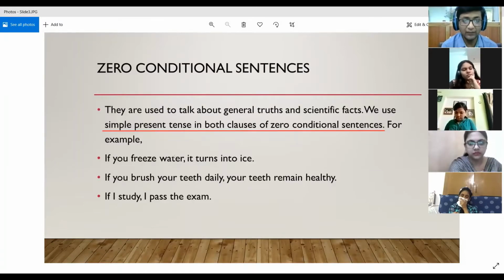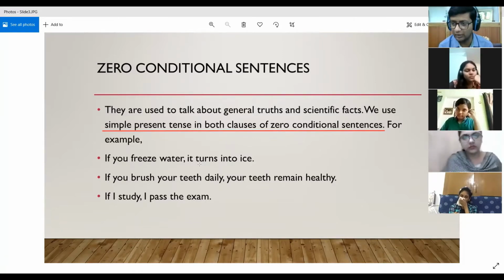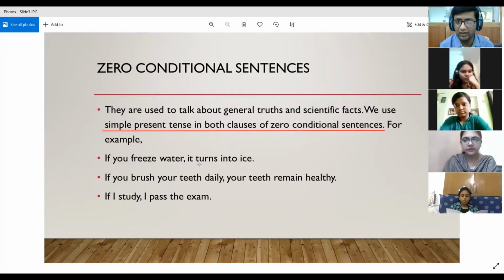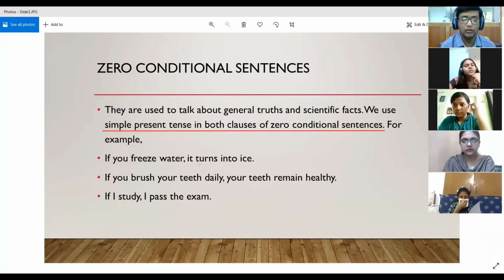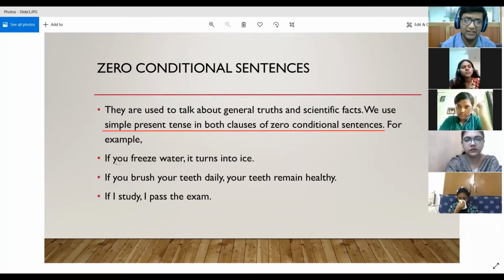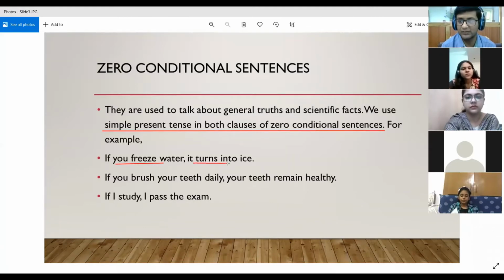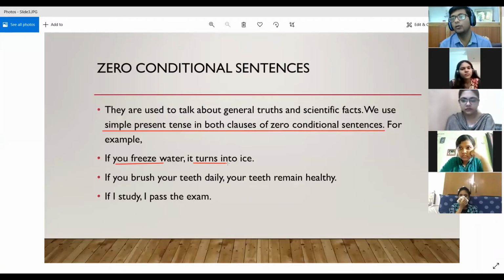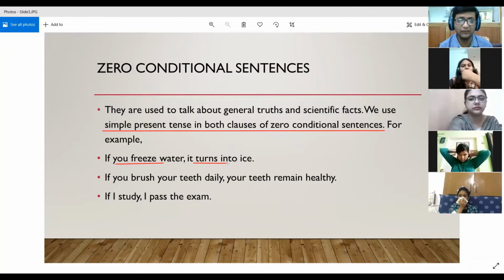For example, if you freeze water, it turns into ice. So now this is a general truth. This is a scientific fact. Everybody knows that if we try to freeze water, it is going to turn into ice. So you are seeing that simple present tense has been used. Only the verb freeze is there, and then the verb turns is present over here. And we know that both these are the simple present form of tense, right? So over here you can see that a general truth has been given, or you can say it is also a scientific fact that when water is frozen, it turns into ice.